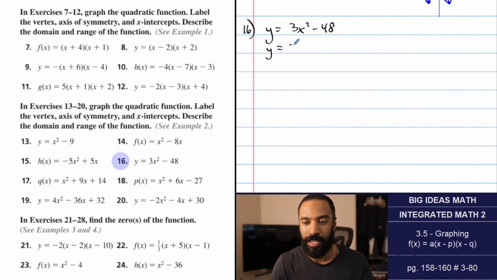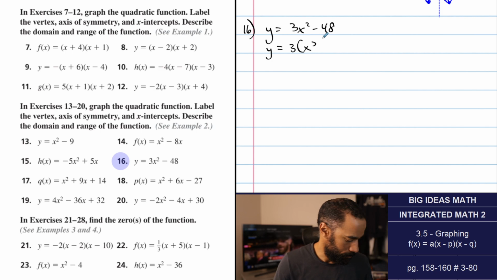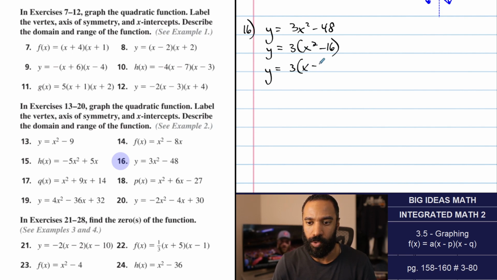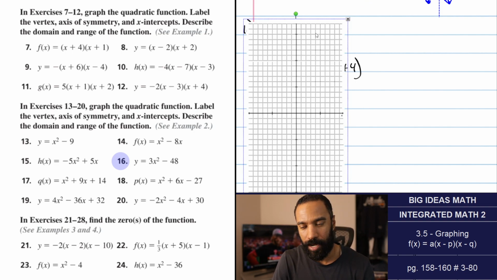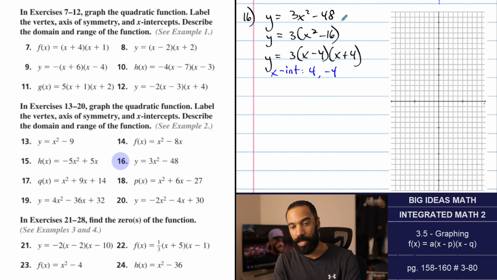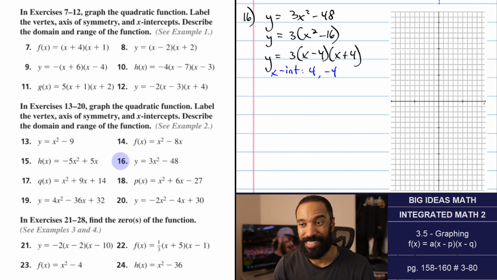Let's start by factoring 3 out, and I'll get x squared minus 16. And then we get 3 times, this is the difference of 2 squares, factors to x minus 4 times x plus 4. Okay, so if that's the case, you have x-intercepts of 4 and negative 4. Now, this one, I'm going to have to change my scales here for sure. That negative 48, guys, it's going to be your vertex. Because we have 4 and negative 4, right? The axis of symmetry exists between here.